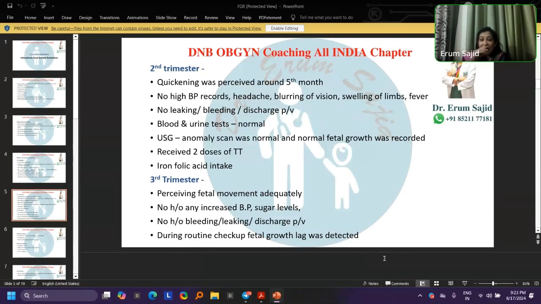And of course, was there anything specific in the anomaly scan, echogenic bowel or something like that? How was the baby's weight growing? Was it falling between the 10th and 19th centile, or was it slowly showing some growth lag towards the end of the second trimester?